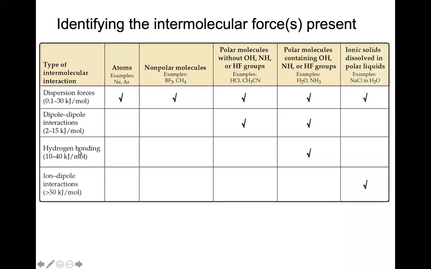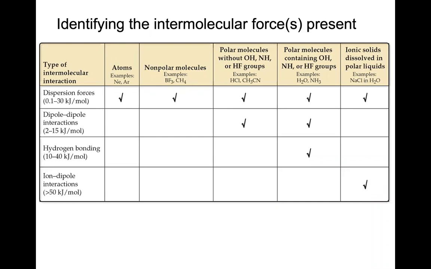There's one more category to add, and that's what's called ion dipole interactions. The example they give here is when you have an ionic solid dissolved in a polar liquid. The example they give is like NaCl in H2O. So this is the only one where we have a combination, right? All these others are looking at specific atoms or molecules. This is the only one where we have two things mixed together, something like NaCl in H2O.